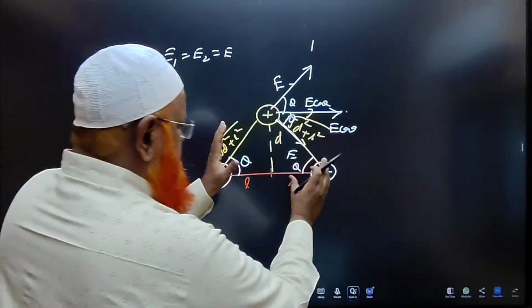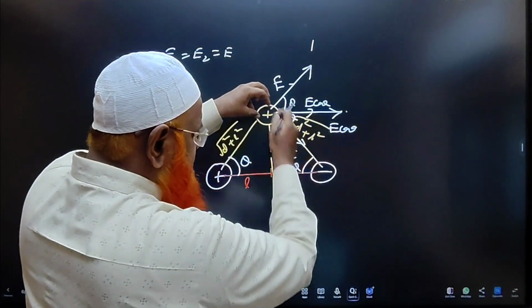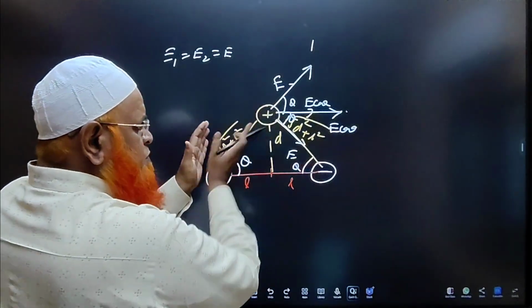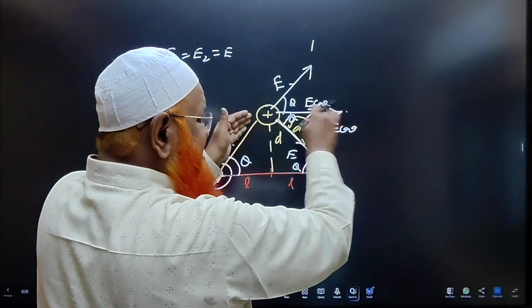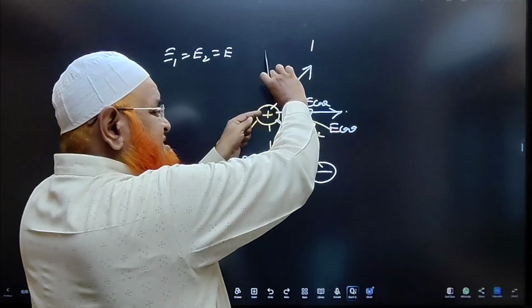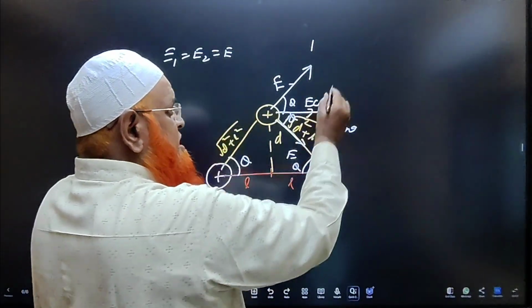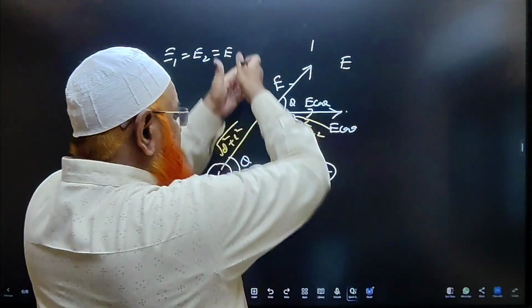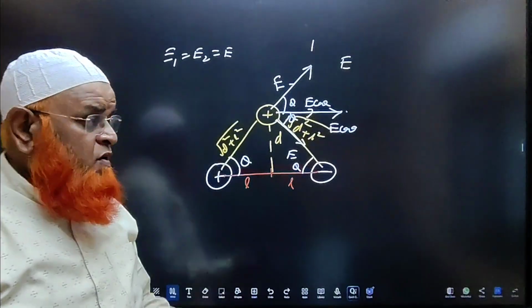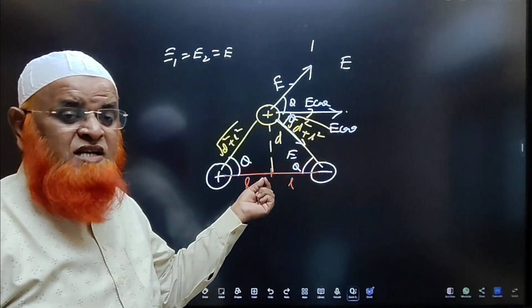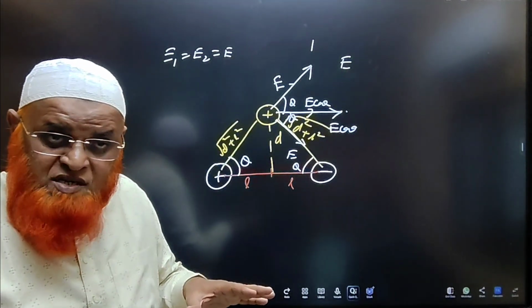See here, because of this positive and this negative, attraction will be there. Here, because of this positive, repulsion will be there. The resultant is in this direction. The resultant of this component is E cos theta, and this also E cos theta. Therefore, E along the equatorial line, which is the line passing through the center of the electric dipole but perpendicular to the electric dipole.